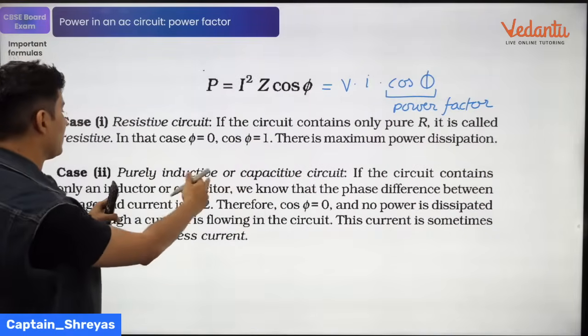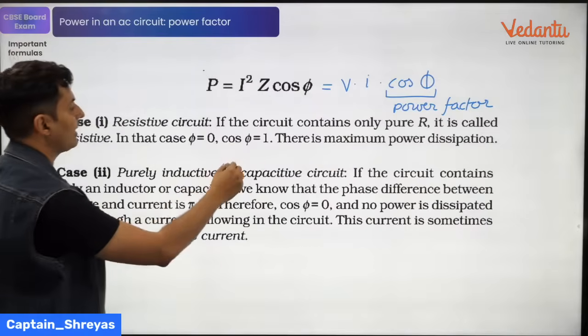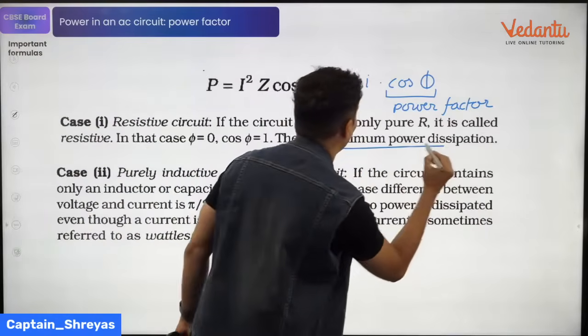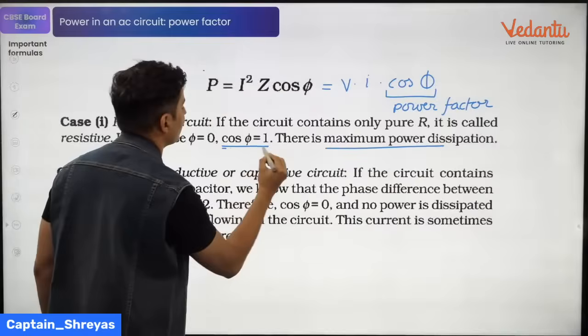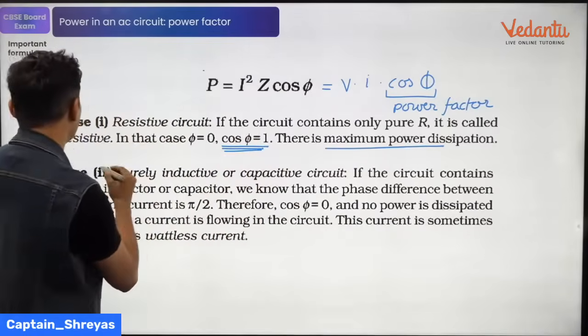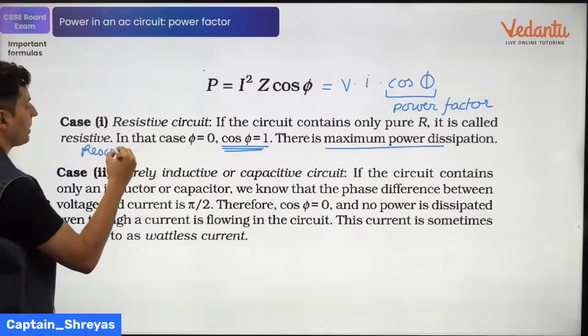This is different. So this is purely inductive or purely capacitive. This one, maximum power dissipation happens when cos phi is basically 1. This is basically your resonance.